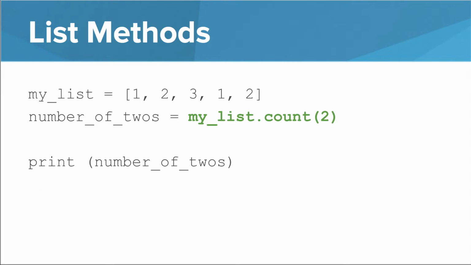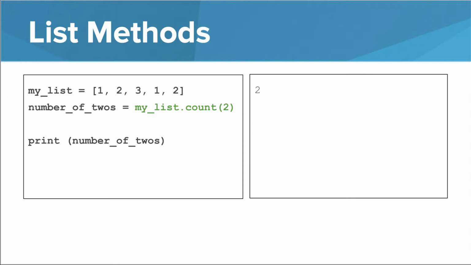Lists also have methods. Here's a pretty simple one, count. You call it like this, and it returns the number of times the argument occurs in the list. So in this case, the number 2 occurs twice in the list, so count returns 2. Like the string methods you learned, this method does not have side effects. Basically, that means that my list is unaffected. This actually isn't true for other methods I'm about to show you. It's actually possible to change a list by calling a method on it.